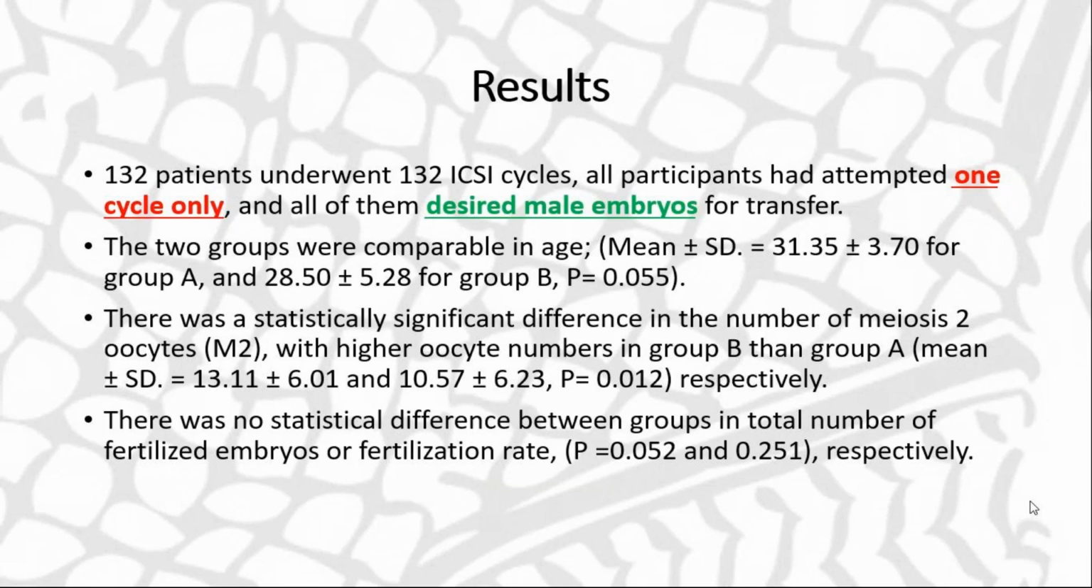The 2 groups were comparable in age, and there was no statistically significant difference in the total number of fertilized embryos or fertilization rate. There was a statistically significant difference in the number of meiosis II oocytes, with a higher oocyte number in group B.